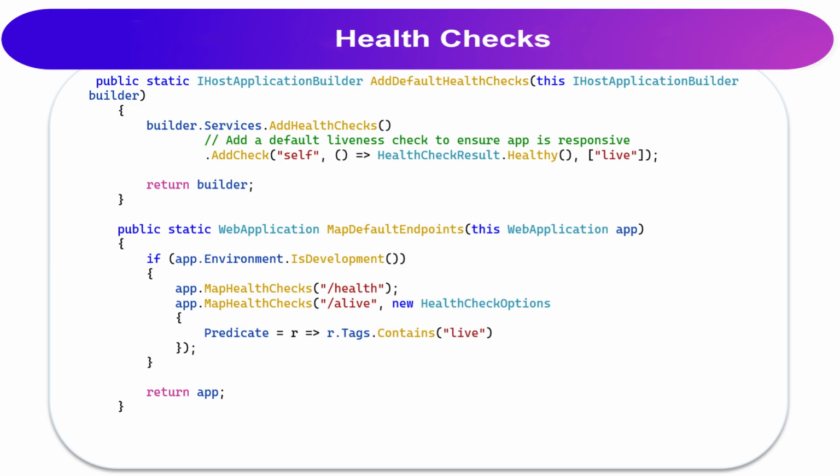Another important feature is health checks. These allow external systems like Azure Front Door or Kubernetes to monitor your app and ensure it's running correctly. If your app encounters issues, these systems can route traffic away from it or restart instances as needed. Adding health checks is simple, and with smart defaults, you can have them up and running quickly.